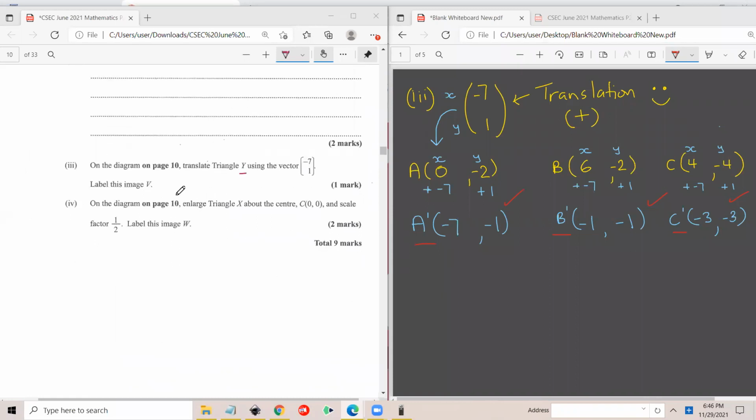On the diagram on page 10, enlarge triangle X about the center by a scale factor of 1/2. All right. When we were doing matrices a few months ago, remember there were formulas, like if you wanted to reflect something in the x-axis that had a matrix. If you wanted to enlarge something or rotate something, there was what? A matrix you had to memorize.